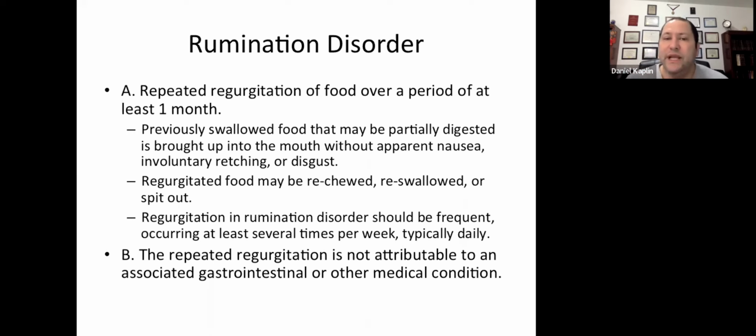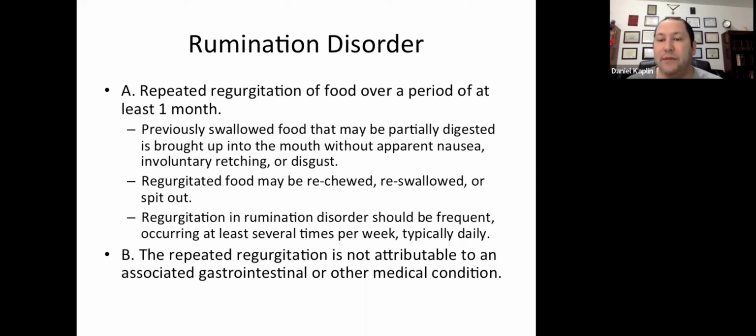Now, rumination disorder. Rumination disorder is the repeated regurgitation of food, and that has to occur for a minimum of 1 month, similar to all the other feeding disorders. And what we see is that a person who is engaging in rumination disorder will chew, swallow partially digested food, bring it back up without forcing themselves to throw up, and then they'll re-chew it, re-swallow it, or spit it out. And this regurgitation has to be an ongoing issue. So we see it typically several times a week, but more frequently than that, it's not uncommon for it to occur daily.